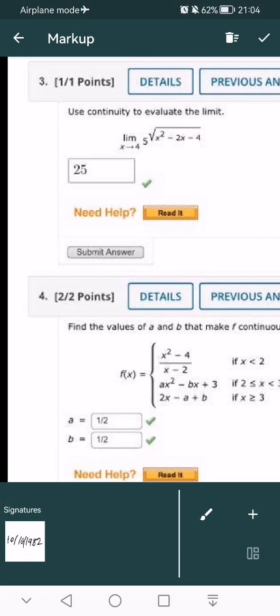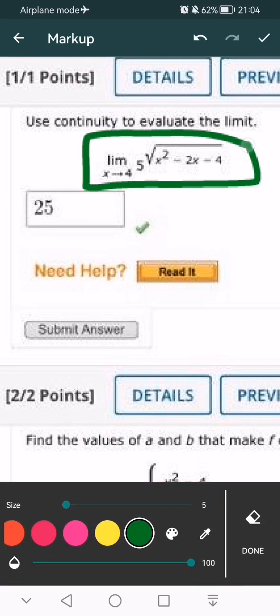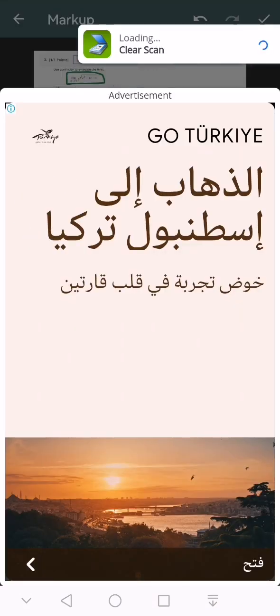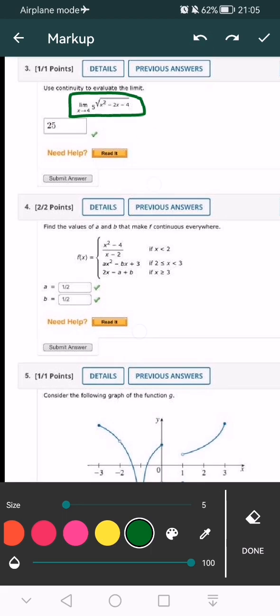The important thing is to use the continuity and the limit. It will be direct substitution: square root of x squared minus 2x minus 4, with x equal to 5. You can even do it with the calculator: square root of alpha x squared minus 2 alpha x minus 4, then calc 5, and it goes to 4, so calc 4. Okay, the value is 25.